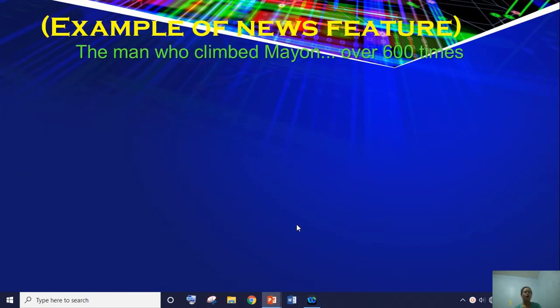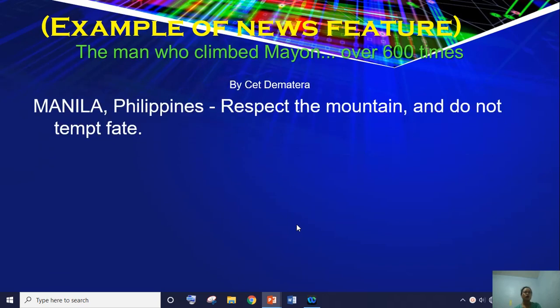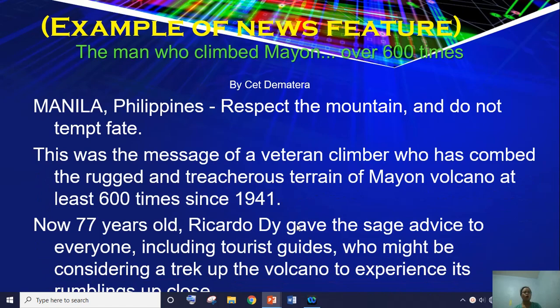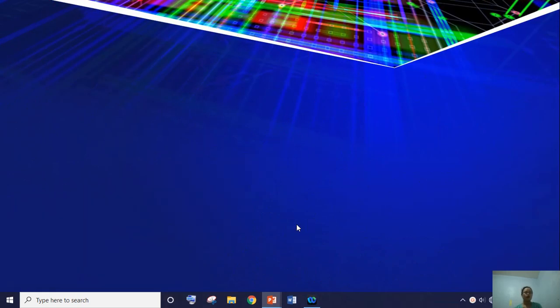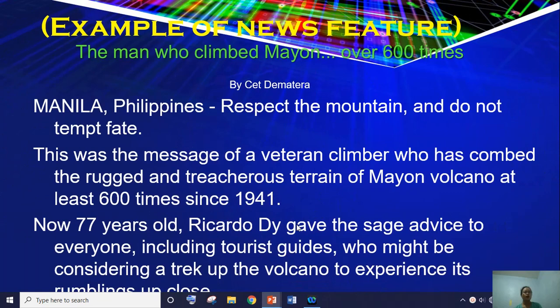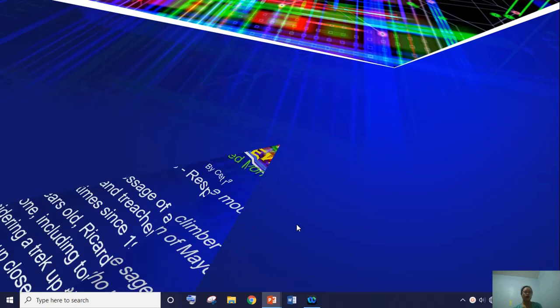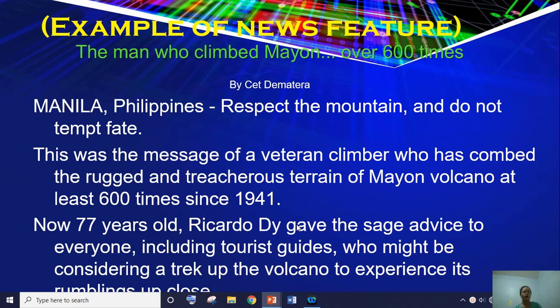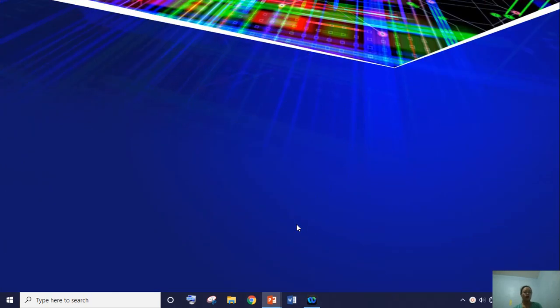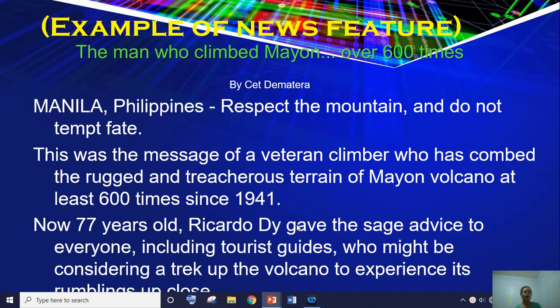So, the examples of news features. Here's the example. Manila, Philippines: respect the mountain and do not tempt fate. This was the message of a veteran climber who has climbed the rugged and treacherous terrain of Mount Mayon at least 600 times since 1941. Now, 77 years old, Ricardo D. gave the sage advice to everyone, including tourist guides who might be considering a trek up the volcano to experience rumblings up close.